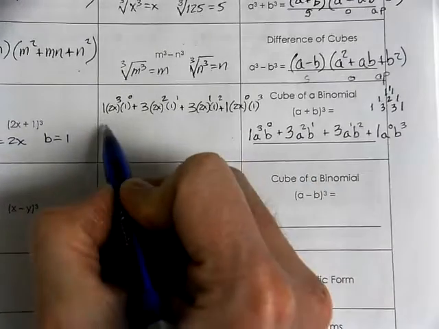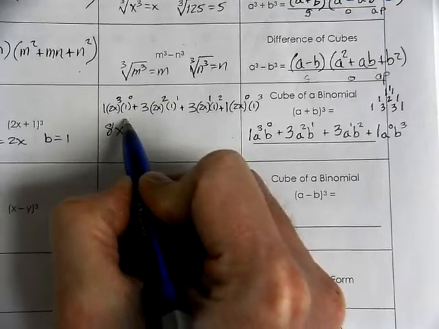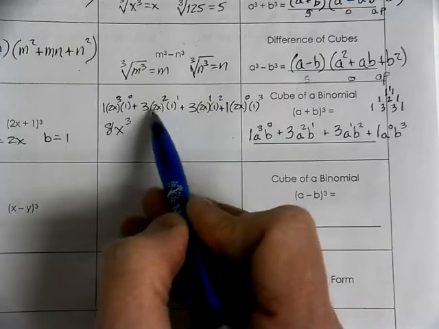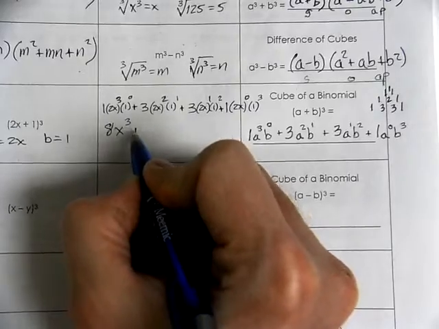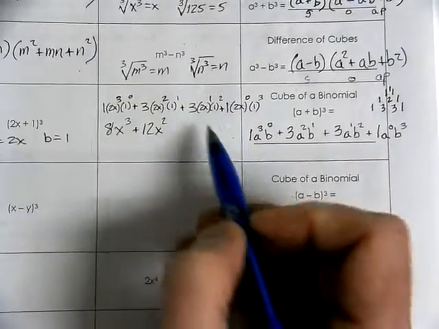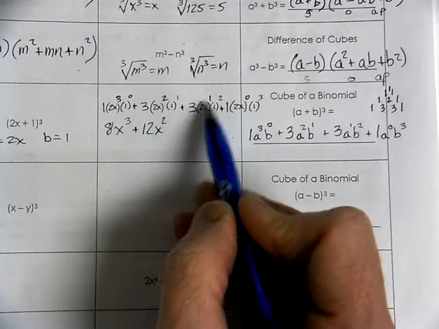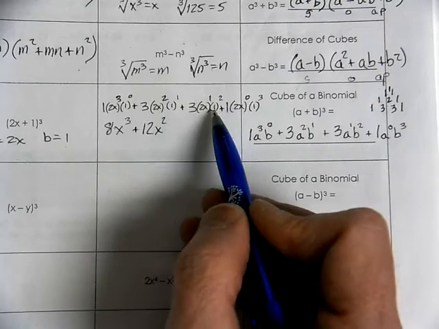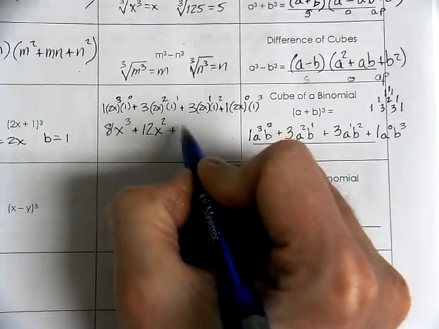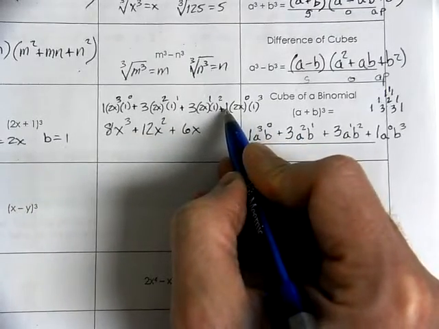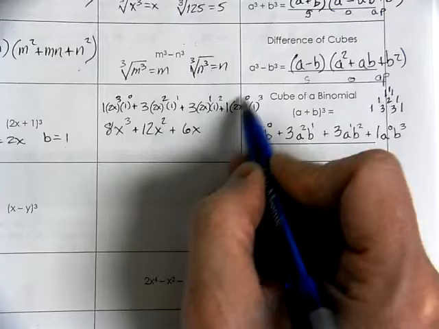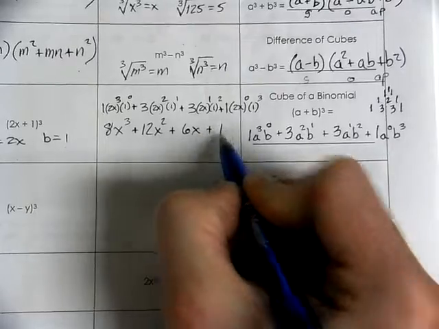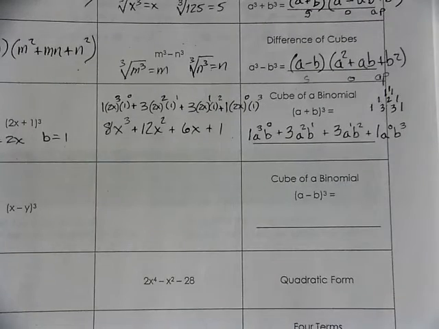So 2 cubed is going to be 8. x cubed is going to be x cubed. 2 squared is 4. 4 times 3 gives you 12. 12x squared. 2 to the first power times 3 gives you 6. Times 1 gives you 6. 6x. And then 1. Anything to the 0 power is 1. And when 1 is cubed, it's still 1. So that was pretty nice.